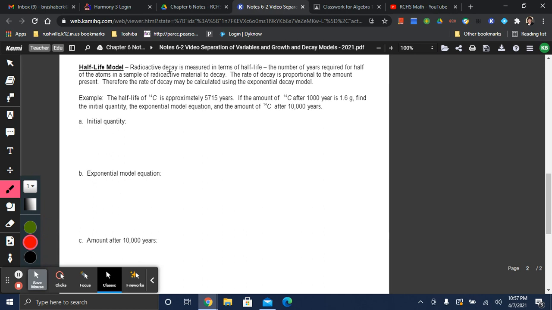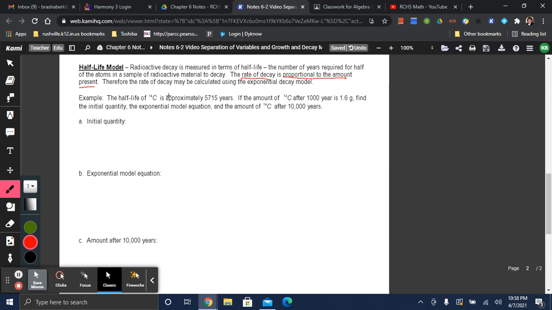Notice up here it says radioactive decay is measured in terms of half-life. This is the number of years required for half of the atoms in a sample of material to decay. And then here's your statement that lets you use the model. It says the rate of decay of the material is proportional to the amount present.